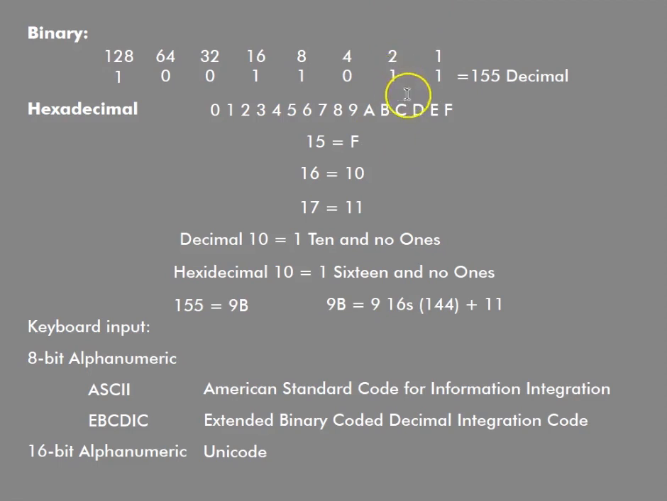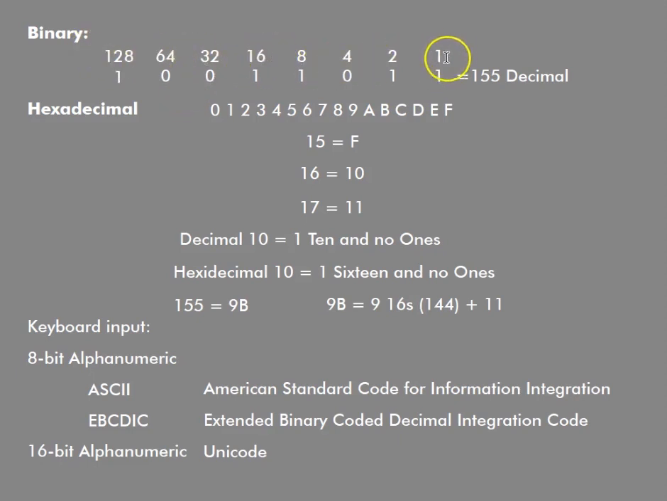In binary, since there's only 2 possible answers for what is in each of these columns, like the ones column, it's either 1 or it's 0. The twos column, if you have 2, it's a 1. If you don't have 2, then it's a 0. Fours column, 8s, 16s, 32s, 64s, 128.